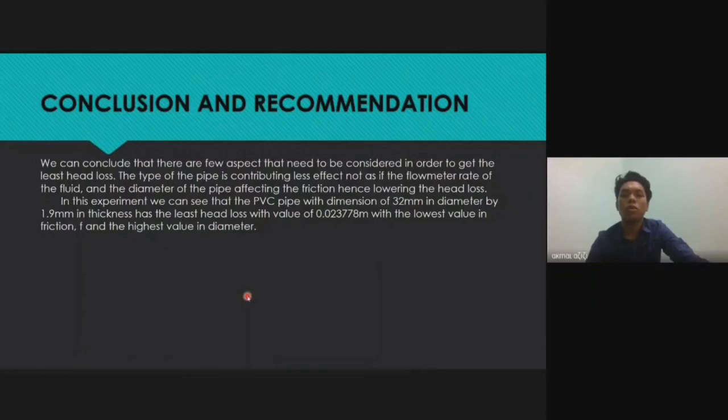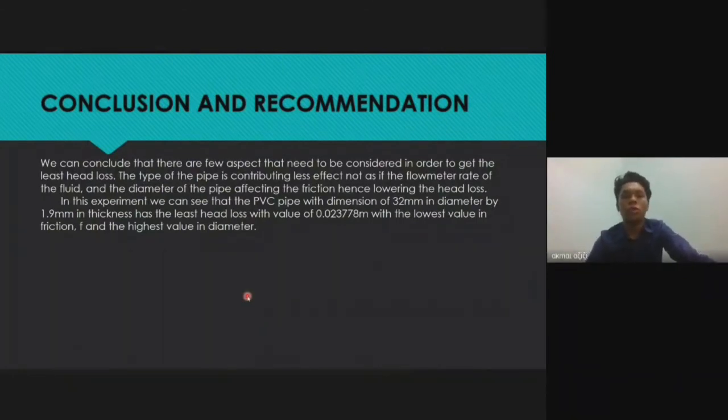We can conclude that there are a few aspects that we need to consider in order to get the least head loss or error. The type of pipe contributes less effect, not as much as the flow rate of the fluid and the diameter of the pipe, which affect the friction and lower the head loss.